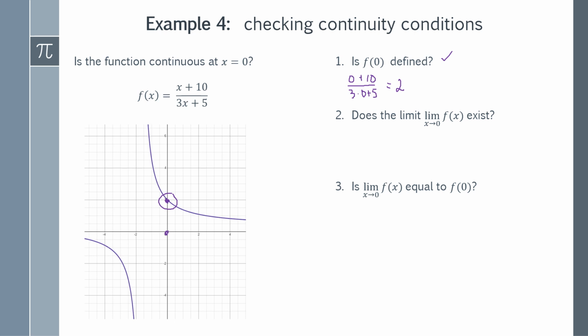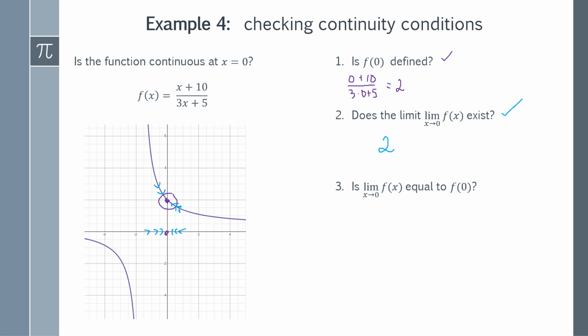What about the limit? Does the limit exist? Well, let's see what happens if we approach 0 from the left side. Okay, we are approaching 2. If we approach 0 from the right side, the function also approaches 2. So does the limit exist? Yes. Okay, no issues here. The answer is yes. The limit is equal to 2. You can just see from the graph.